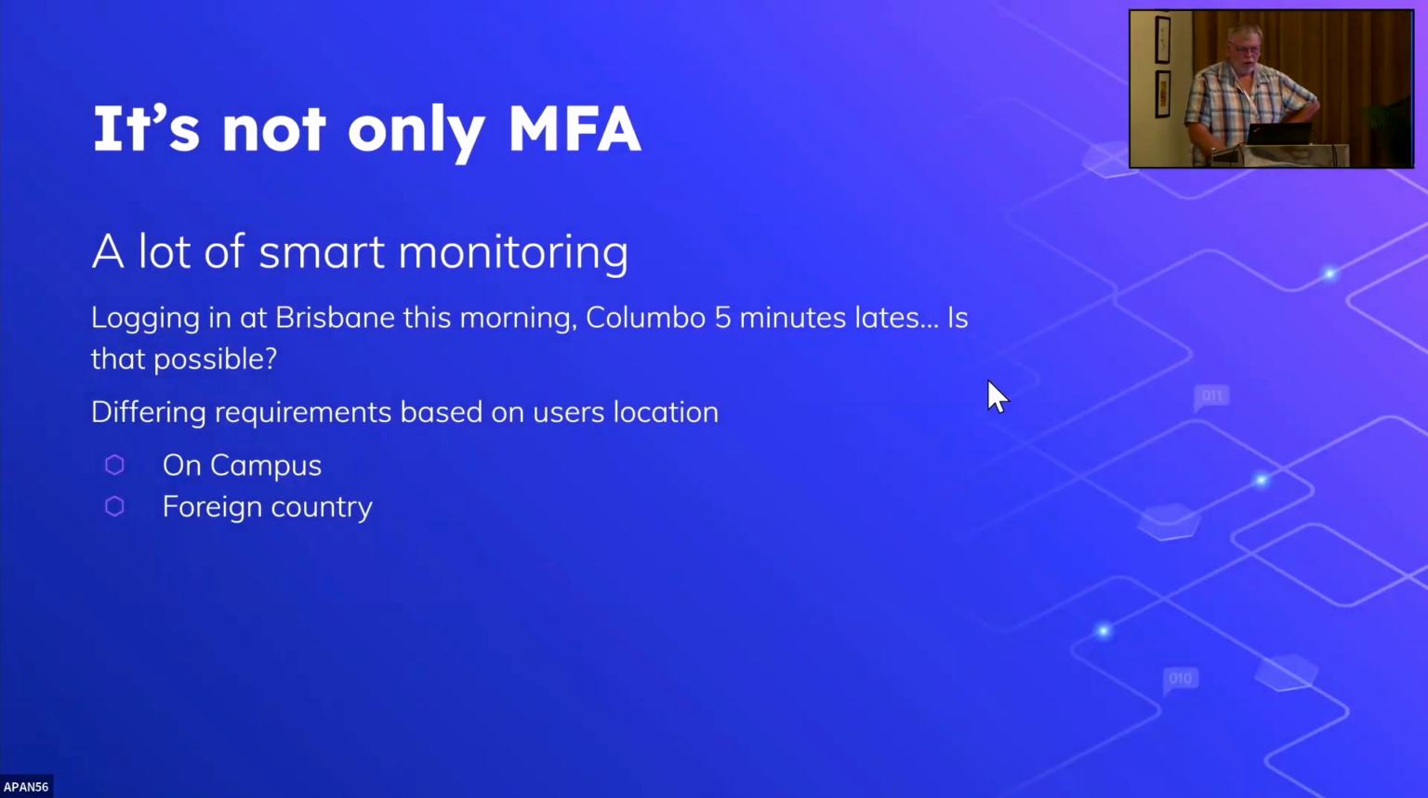And it's not only MFA, it's also a lot of smart monitoring. Logging into Brisbane in the morning and Colombo 5 minutes later, is that possible? I mentioned that earlier. A lot of these tools can detect these anomalies when people log in. And there are different requirements based on the user's location, so on campus or foreign. But as I said, most universities now are saying it doesn't really matter where you are. They're multi-factor. If you're going overseas, there might be some other stuff that we layer into your authentication.